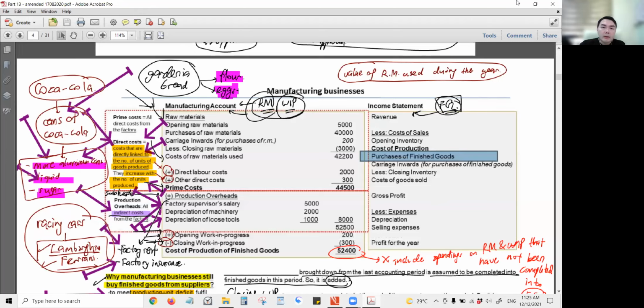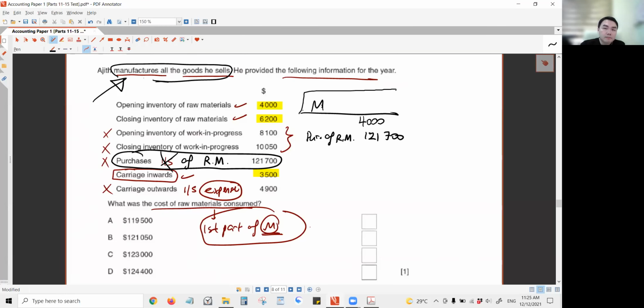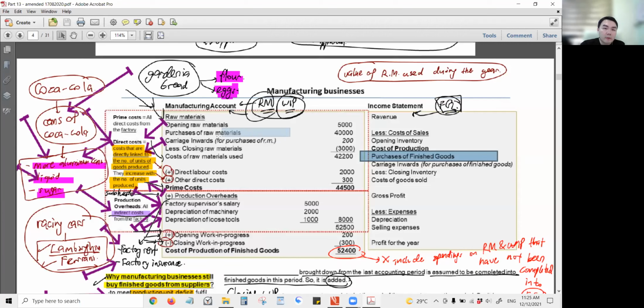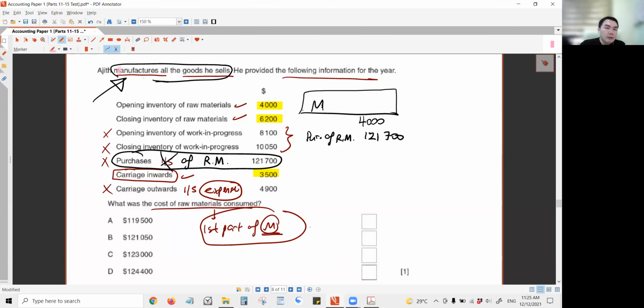And then when I'm trying to do the manufacturing account, I noticed that I don't have purchases of raw material. Then I look at the question closely again. They say Ajif manufactures all the goods he sells. That means Ajif doesn't buy finished goods from anybody. Everything that Ajif sells, he makes himself. Therefore, after reading this, I know that this is not purchases of finished goods. This is purchases of raw material. Get it?